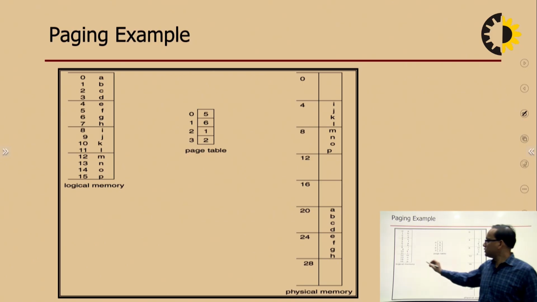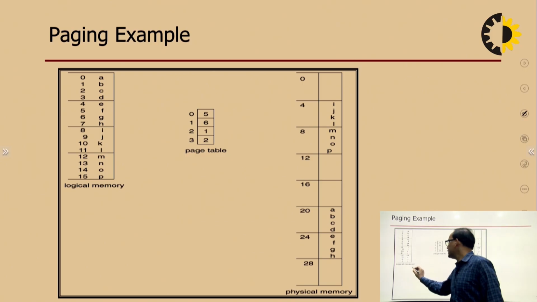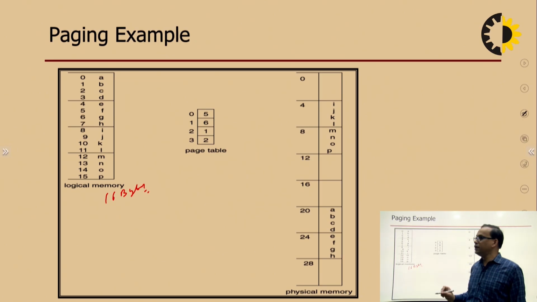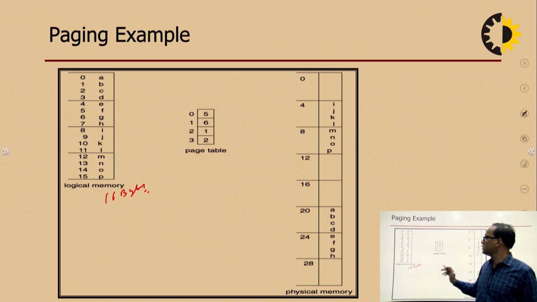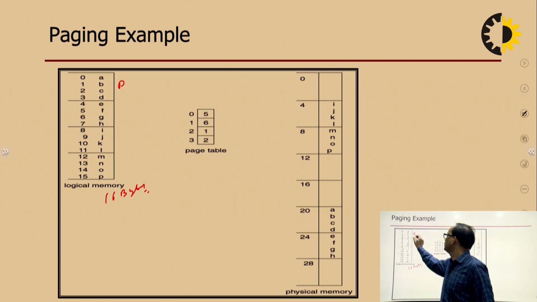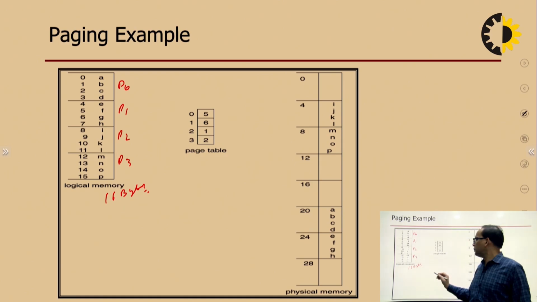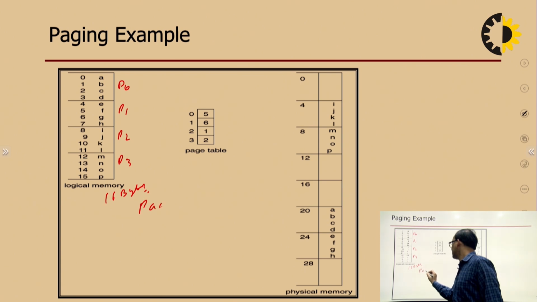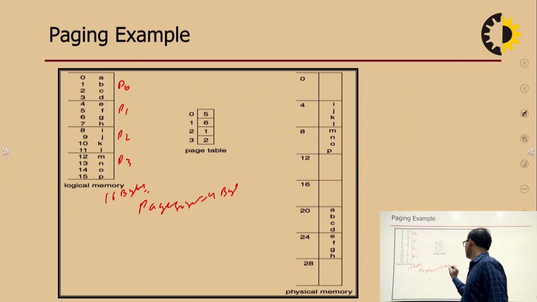So this is the concept of finding the physical address corresponding to a given logical address. Suppose this is our logical memory, and the size of logical memory is 16 bytes. We have divided the logical memory into 4 pages. This is page 0, this is page 1, page 2, and page 3. And the page size is 4 bytes.